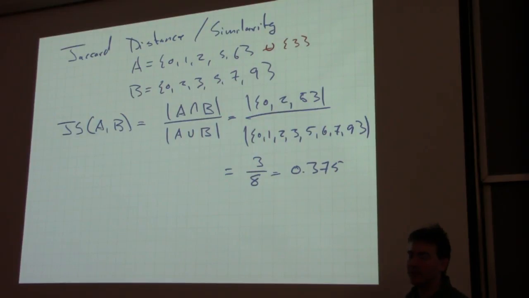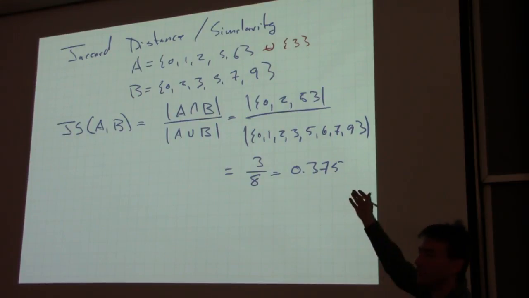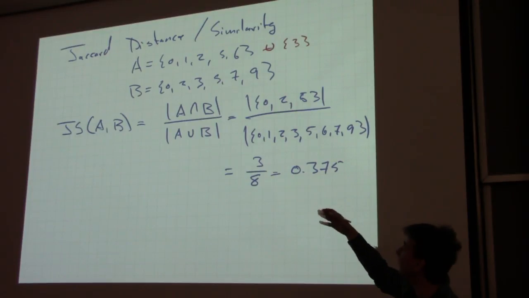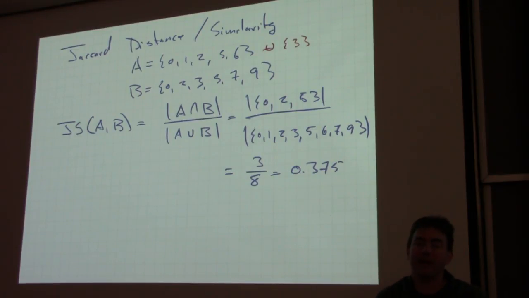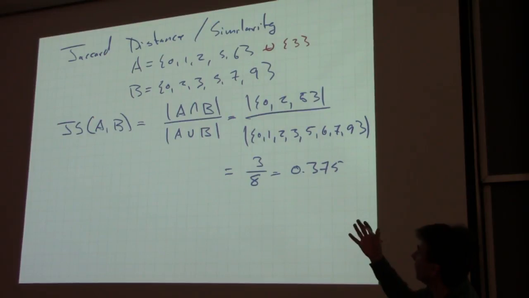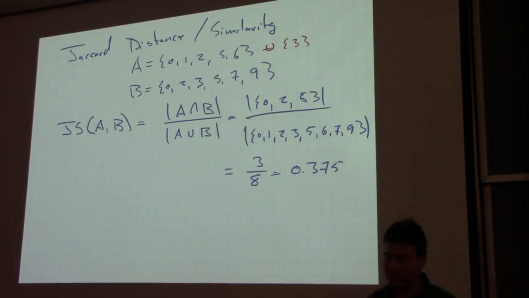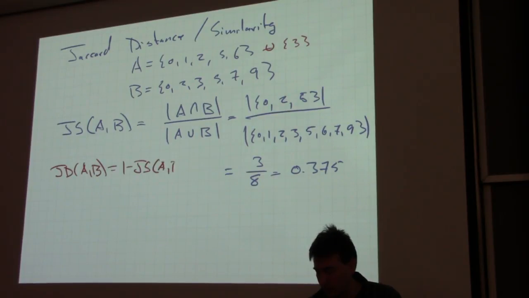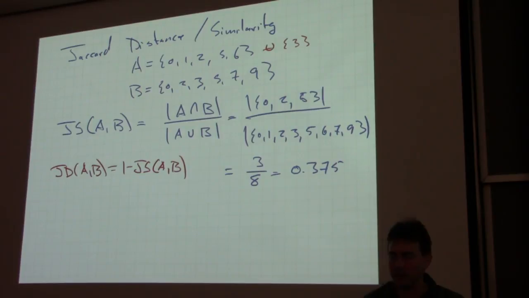And one of the nice things about it is that I don't need to know the domain of all the numbers. The numbers allowed could be between 0 and 10 or 0 and 100. I didn't need to know that in order to calculate it. So that's an advantage of this type of similarity. And then the Jaccard distance between A and B is 1 minus the Jaccard similarity. But we'll mainly be focusing on the similarity.